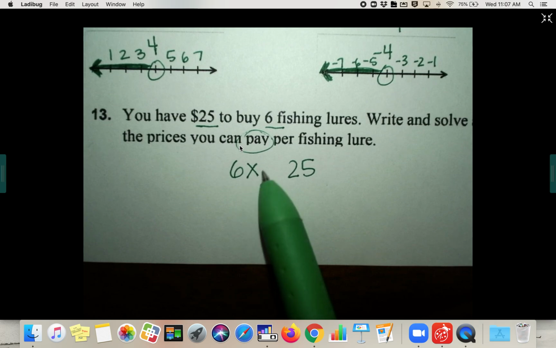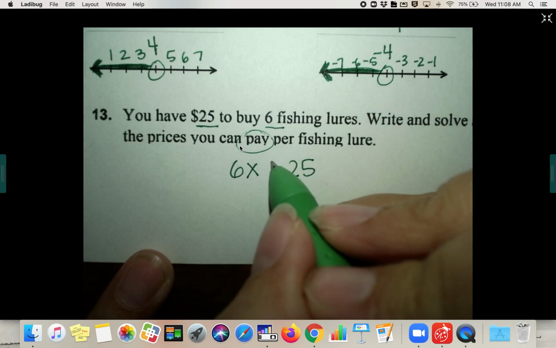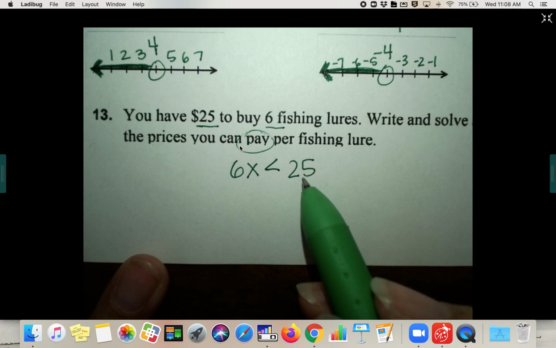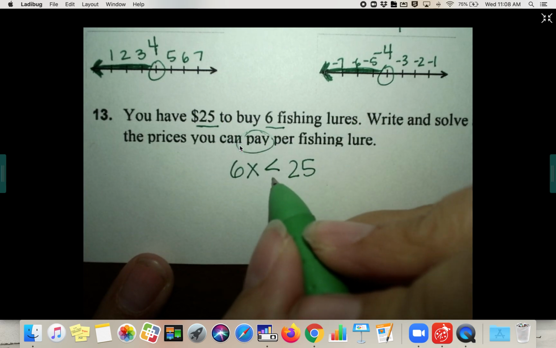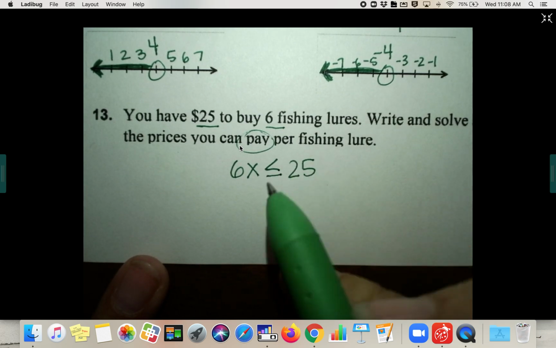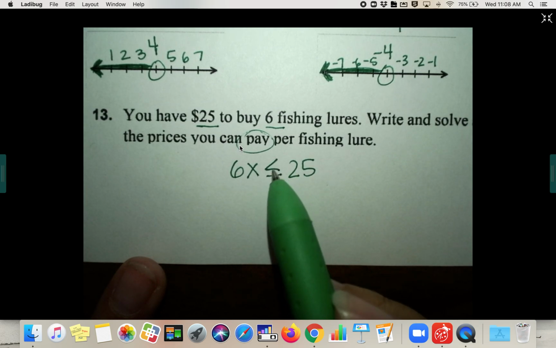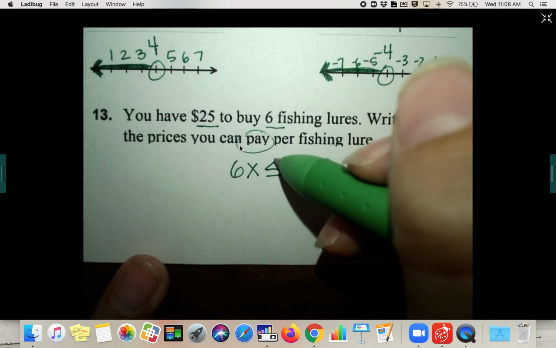Could we go over $25? Is it greater? No, all we have is 25. So our amount has to be less than $25. And can it be exactly 25 itself? Since we have exactly 25 dollars in our pocket, it could be equal to. So 6 times the amount that the lure costs, we want 6 of them, has to be less than or equal to $25. And then it says write it and solve it. So let's go ahead and solve it.